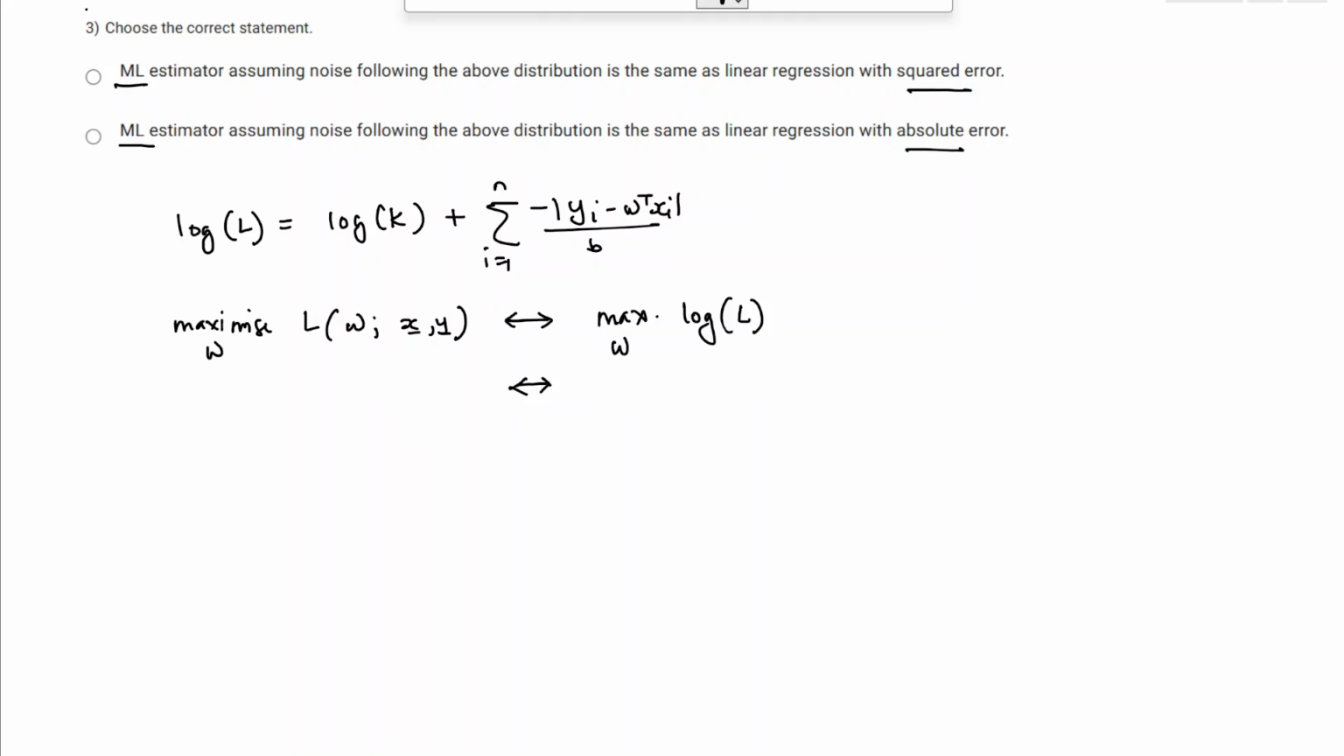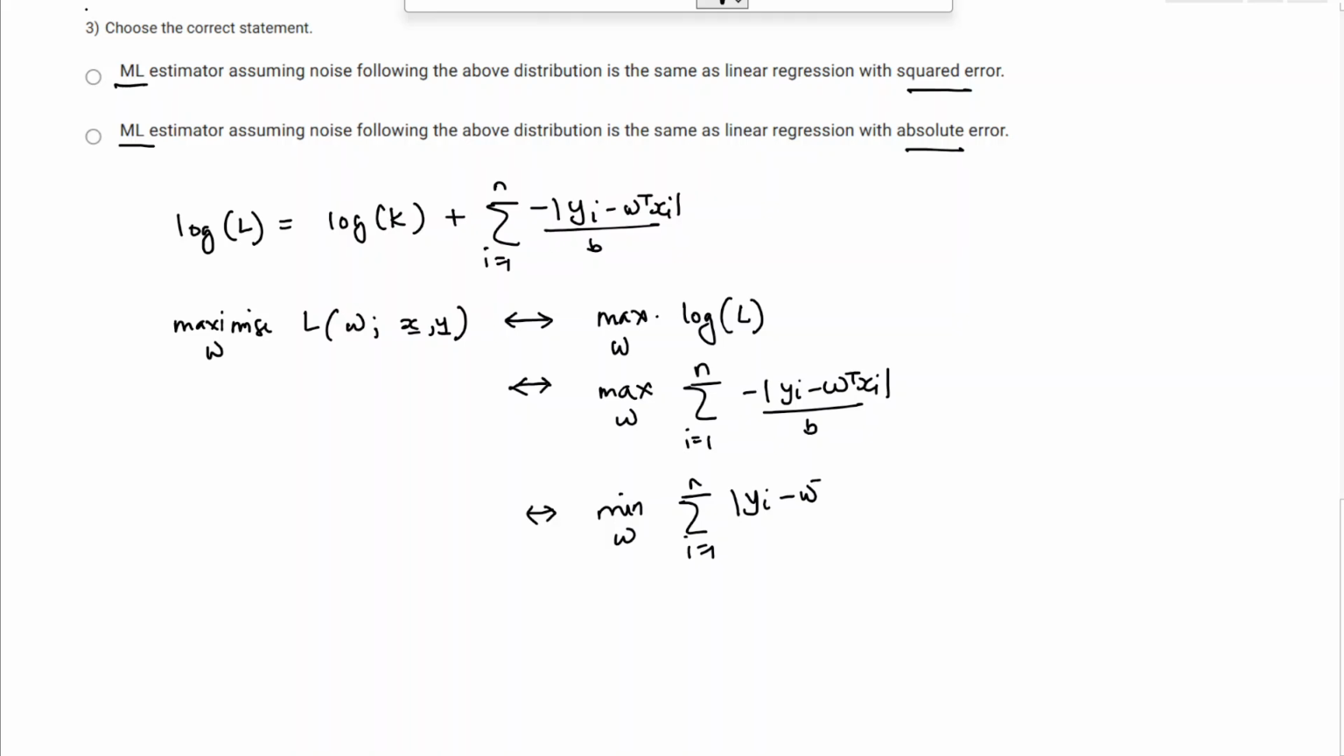Now if we have this, then this is the same as saying that we want to maximize with respect to w the summation of negative of (yi minus w transpose xi) by b. We can ignore the constant term because it does not involve w. Now this is the same as minimizing the sum, i running from 1 to n, of mod of (yi minus w transpose xi) by b, because we are getting rid of the negative sign here. That's why we are changing the maximum to minimum.